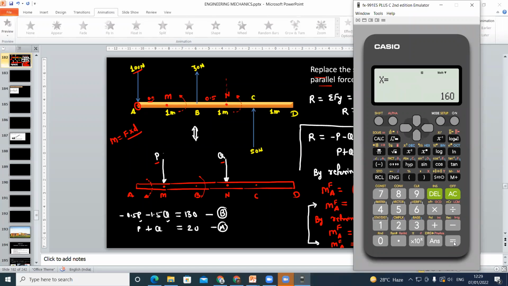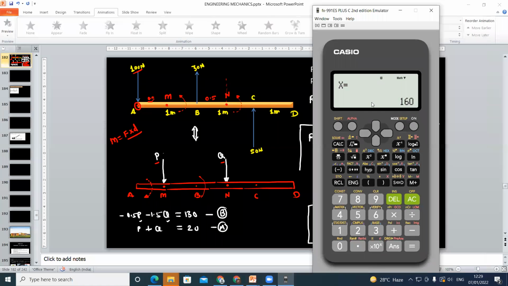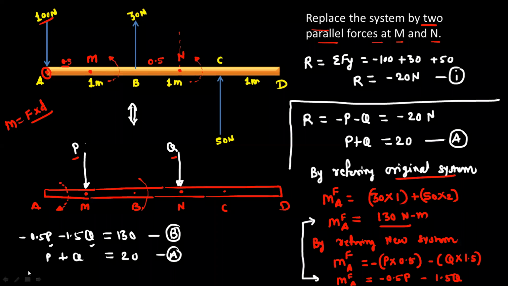So you will get the first answer. This X means it is for P. Okay, so the P value is 160 and the Q value is minus 140. So the P value is 160 Newton. Q value is minus 140 Newton. Okay. So what does it indicate? Minus 140 Newton shows that our assumed direction is wrong.